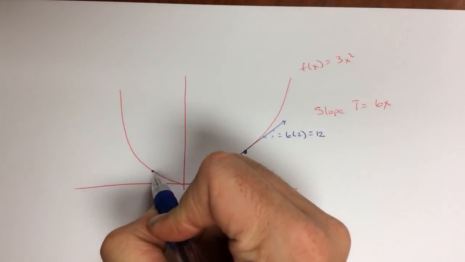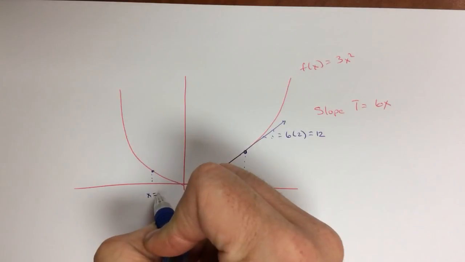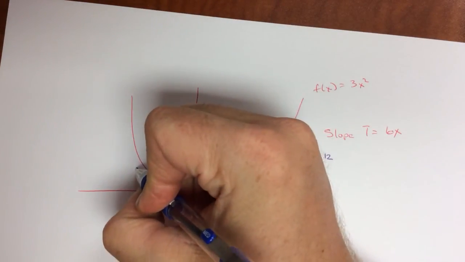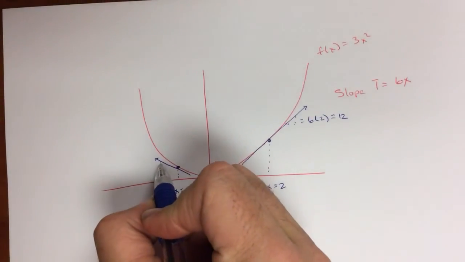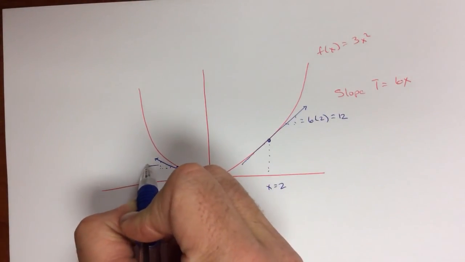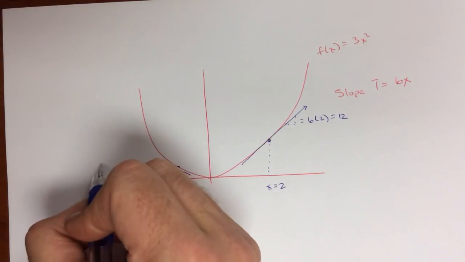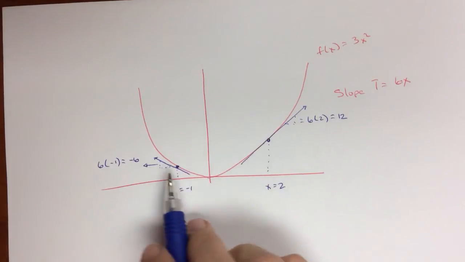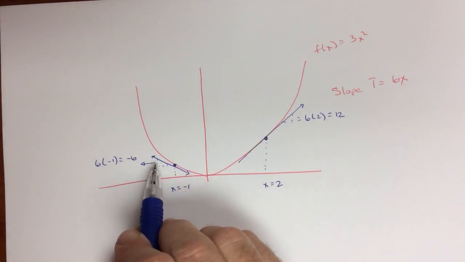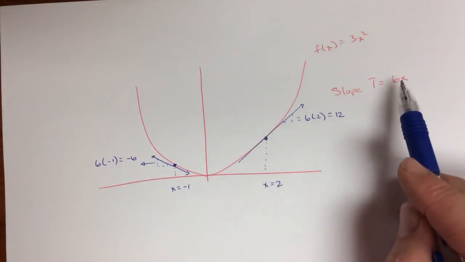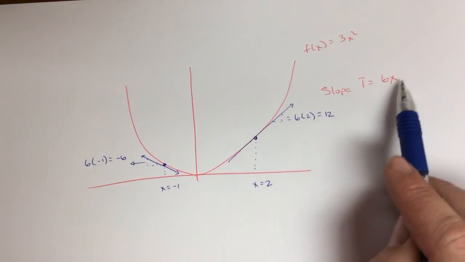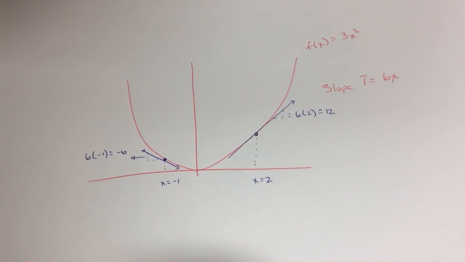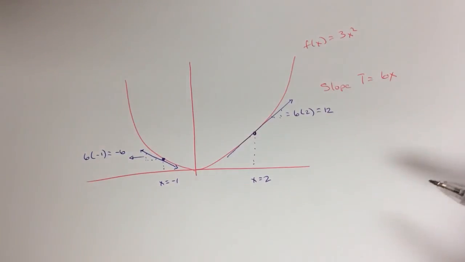Well, what about the slope right here, when x is equal to -1? The slope of the tangent line there is equal to 6 times -1, or -6. So you see it's a negative slope. So this slope of the tangent line tells us that for any x we put in, we can find the slope at that given point of our original function f of x equals 3x squared.